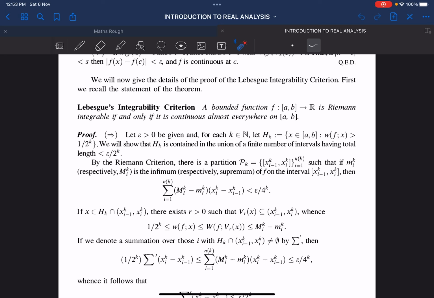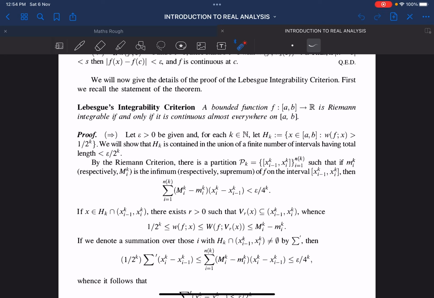It states that a bounded function f from a closed interval a to b to the set of real numbers is Riemann integrable if and only if it is continuous almost everywhere on the closed interval a comma b. In other words, it has to be continuous on the entire interval except some countable number of points, or the set of points where the function is discontinuous is a null set.